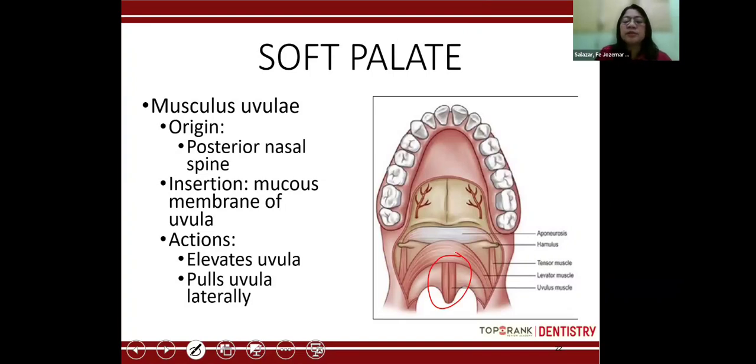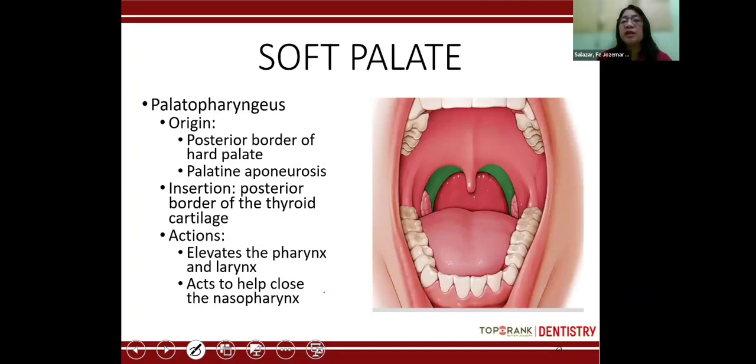So the origin is the posterior nasal spine, and the insertion is the mucous membrane of the uvula. The actions are to elevate the uvula and to pull the uvula laterally. So it's a levator and a tensor of the uvula only, not the entire soft palate. And then we have the palatopharyngeus muscle.